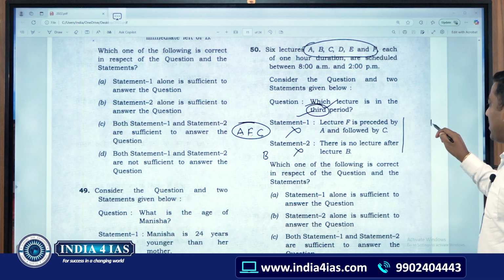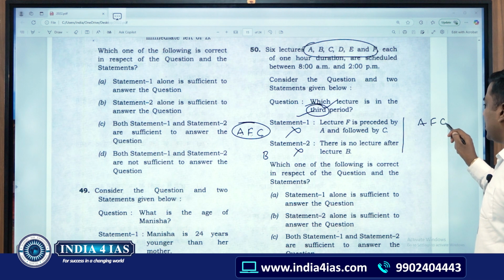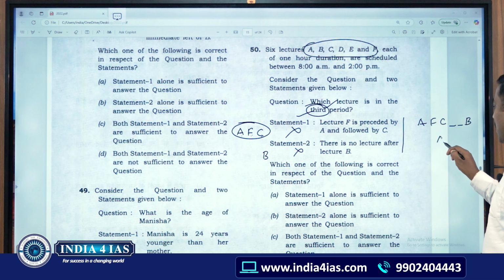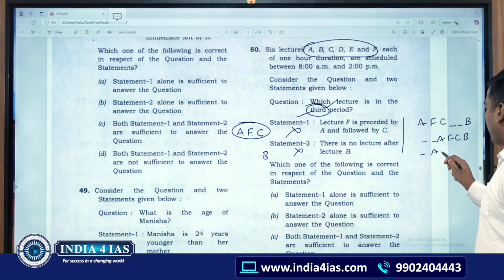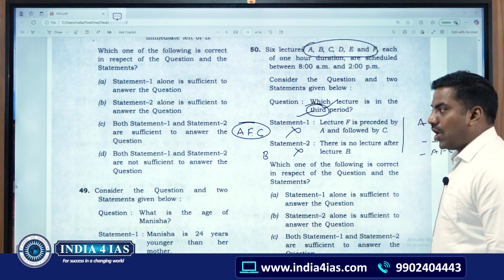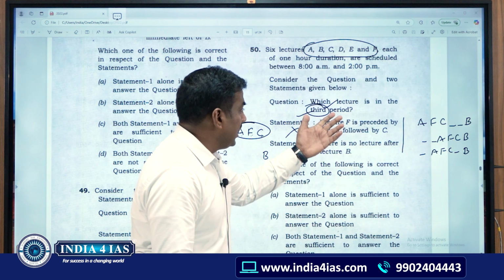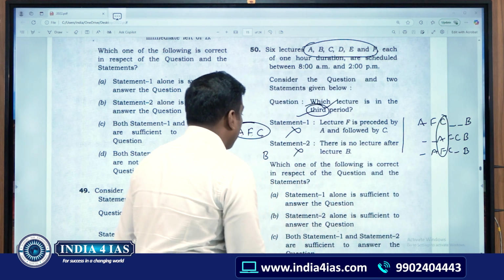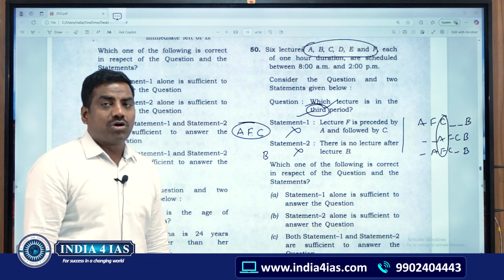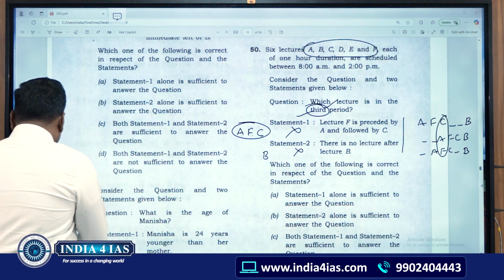Lecture F is preceded by A and followed by C, and B is at the end. So this is one possibility: the other 2 fellows will come here. Or A, F, C, then comes B. Here gaps are there. Or A, F, C, gap, B. This is also possible. So many things are possible here. B is at the end. Who is the third person? I don't know. So there are 3 chances: C, A, F. So even by combining both the statements, we cannot answer this question. So the answer is D here.